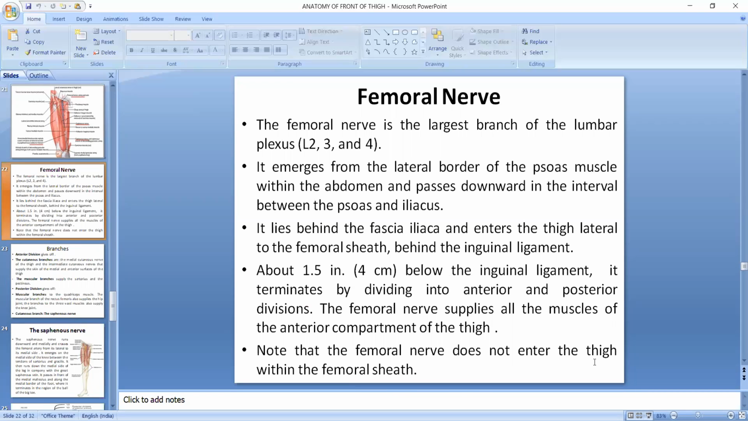It terminates by dividing into the anterior and posterior division. The femoral nerve supplies all the muscles of the anterior compartment of the thigh. Note that the femoral nerve does not enter the thigh within the femoral sheath.